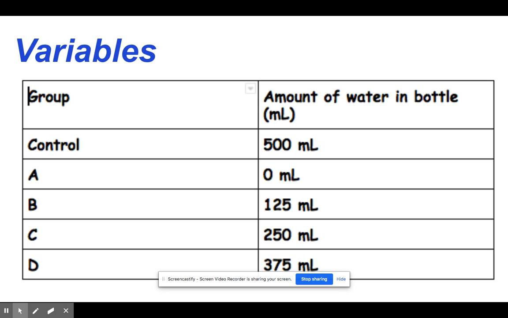Then each of you will be in another group. Either you're going to flip a water bottle with 0 milliliters of water in it, so there's nothing in your bottle, or you're in Group B, which means you have a quarter of the water bottle full, which is 125 milliliters. You're in Group C, which means you have half of the bottle full, which is 250 milliliters. Or you're in Group D, which is 3/4 of the bottle full and is 375 milliliters.